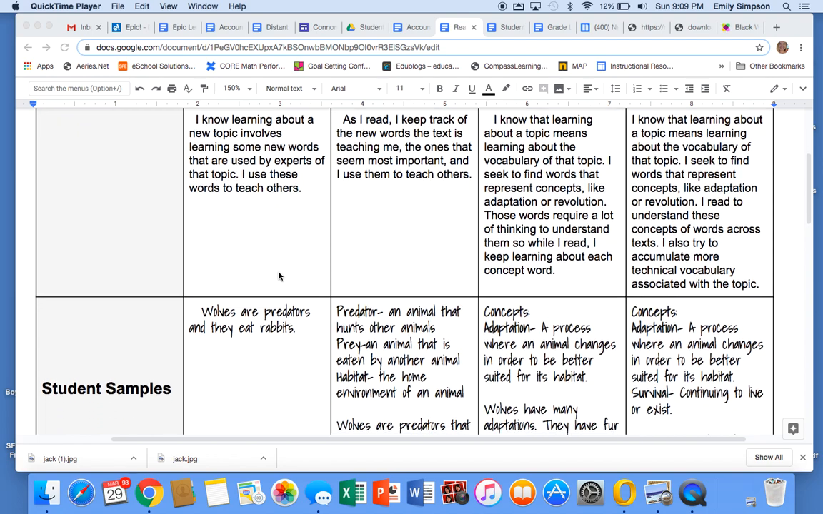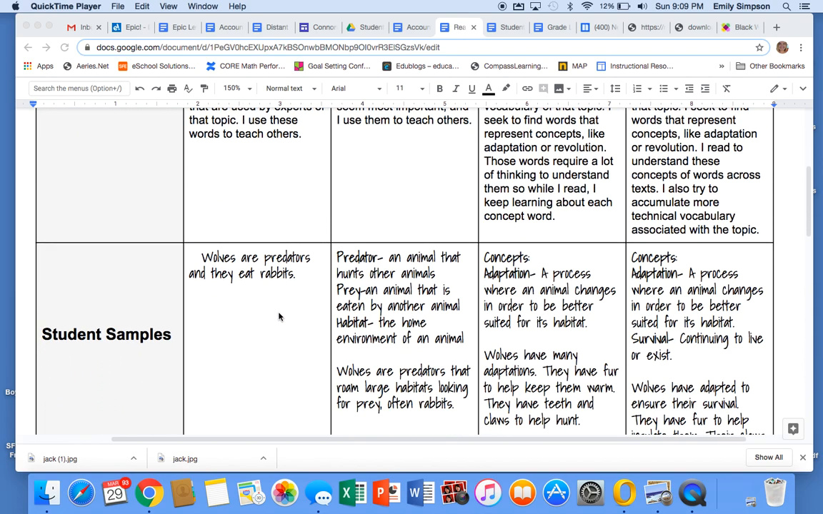So an example of a level 1 response might be, wolves are predators and they eat rabbits. Predators is your new vocabulary word that experts on wolves would use to describe wolves.